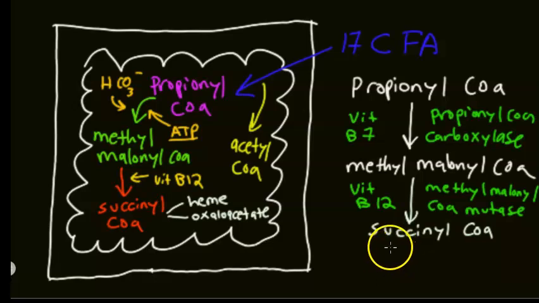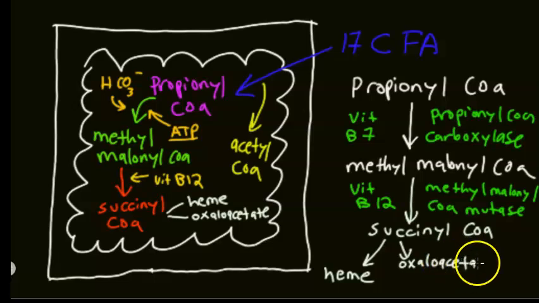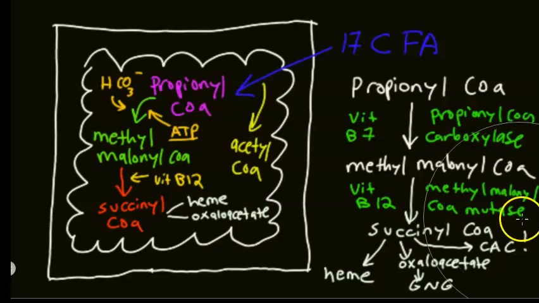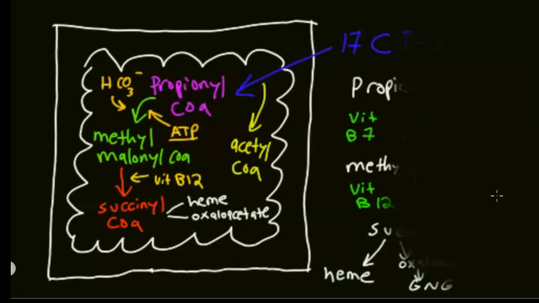Let's illustrate the roles of succinyl-CoA over here. It can be used to make heme. It can also make oxaloacetate, as I mentioned, which can be used in gluconeogenesis to make glucose, GNG, gluconeogenesis. And it can enter the citric acid cycle. The interesting thing to realize, let's actually erase that.